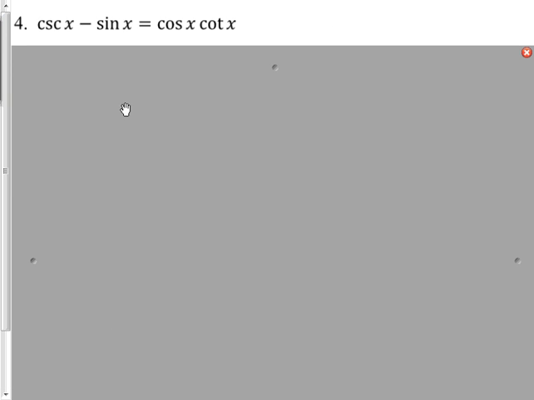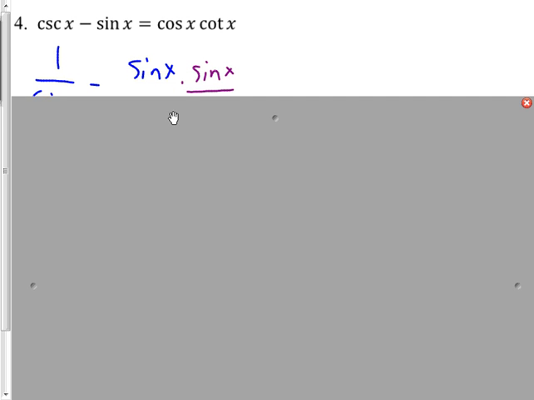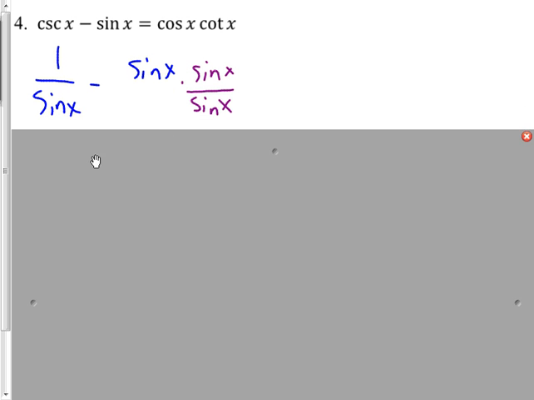Last one for this lesson is cosecant of x minus sine of x equals cosine times cotangent of x. First step of this one would just be to rewrite it in terms of sine and cosine. Cosecant of x is 1 over sine of x, and then on the left side we've got minus sine of x. And so what we're going to do is multiply this right side by sine of x over sine of x so that we can combine, and we'll just make this one piece instead of 2 separate pieces.